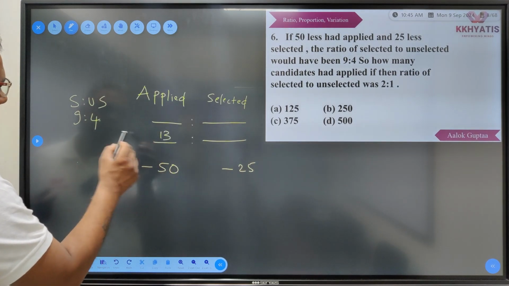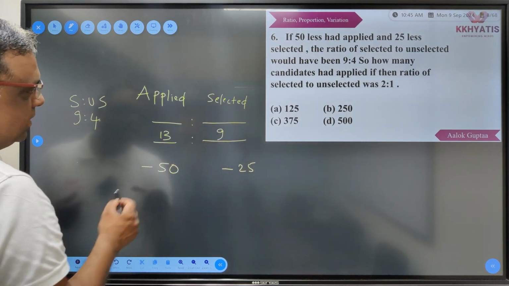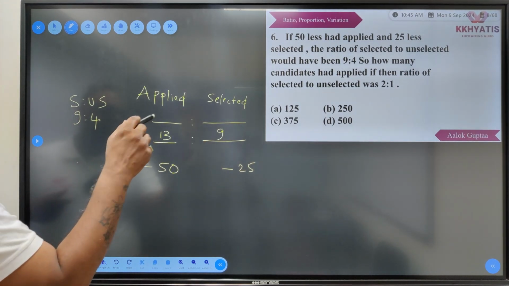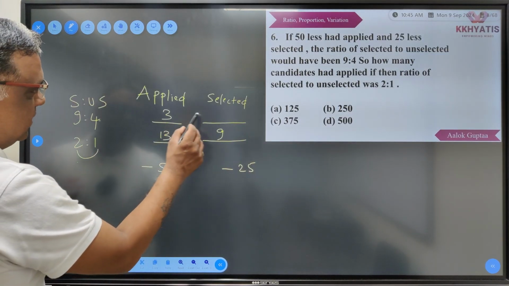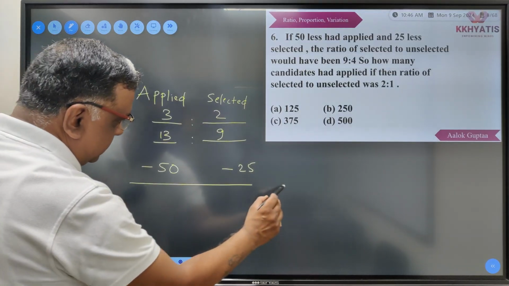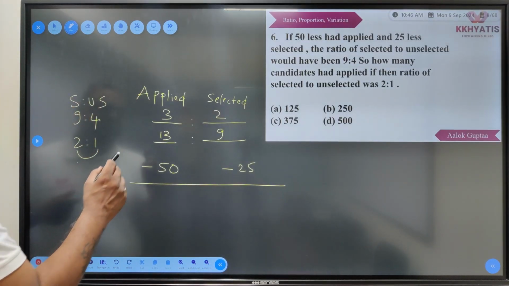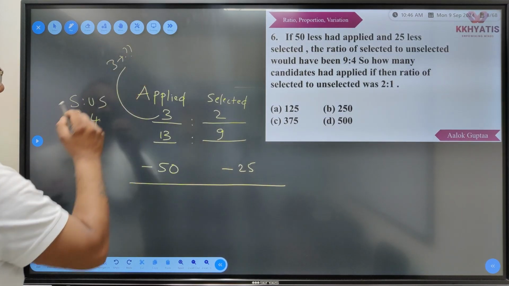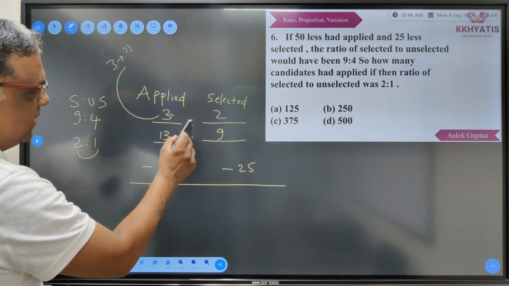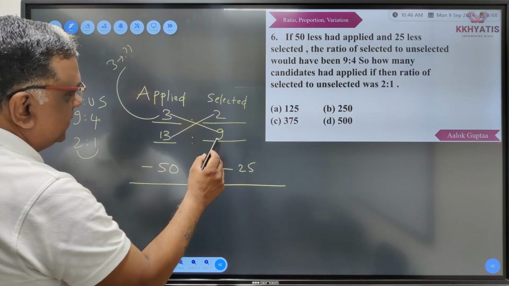तो अप्लाइड कितना हुआ? 13. सिलेक्टेड कितने थे? 9. एंड अर्लियर इट वाज 2:1, मतलब अप्लाइड 3 थे और सिलेक्टेड 2 थे. नाउ वी हैव टू फाइंड द वैल्यू ऑफ हाउ मेनी पीपल हैड अप्लाइड अर्लियर. सो वी हैव टू फाइंड द वैल्यू ऑफ 3 कितना है. So let's do the cross product. 9 into 3, 27. 13 into 2, 26.